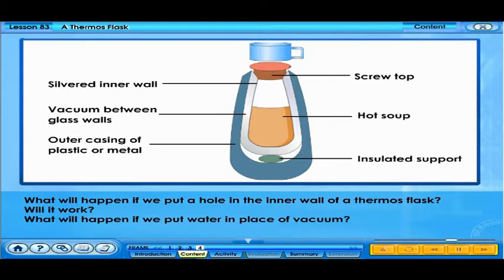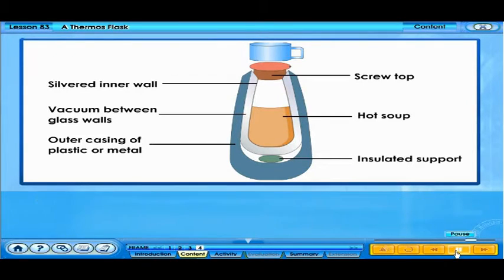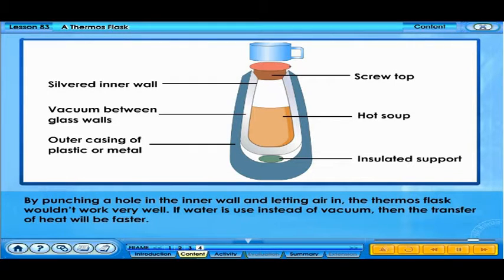What will happen if we put a hole in the inner wall of a thermos flask? Will it work? What will happen if we put water in place of vacuum? By punching a hole in the inner wall and letting air in, the thermos flask wouldn't work very well. If water is used instead of vacuum, then the transfer of heat will be faster.